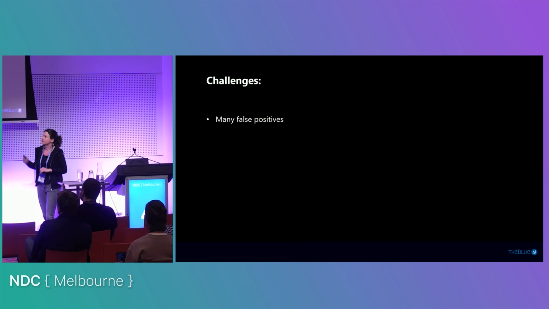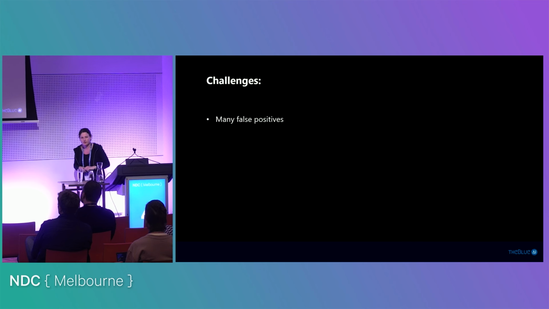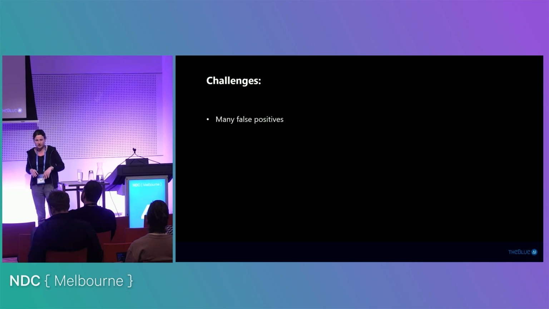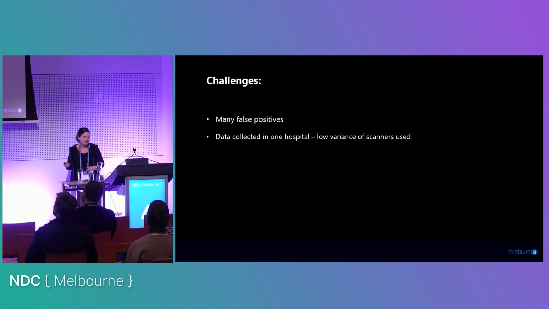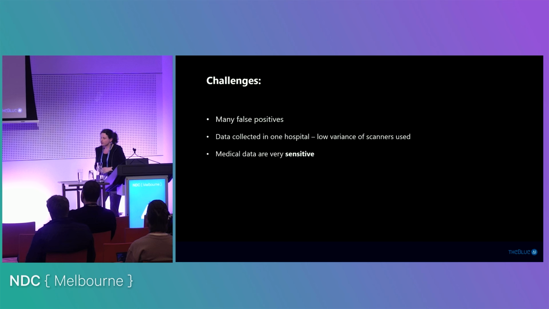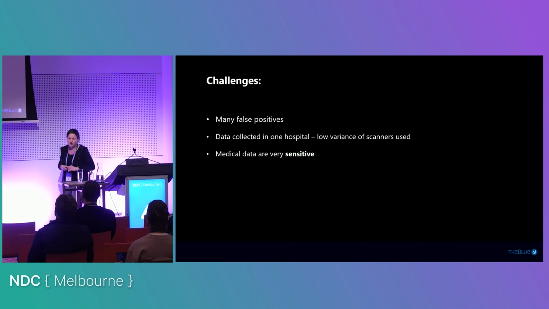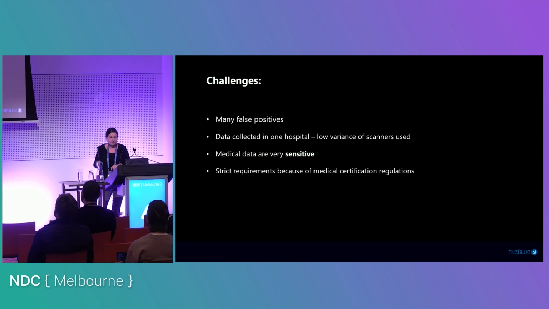So let's sum up the first part with the challenges that we were having. So we are having quite many false positives, which is making it maybe useful for the epileptologists because they already see the areas that could help them, but not really for any other doctors. We collected all of the data in just one hospital, which is the epilepsy center, meaning that there is quite low variance of the data. So if we went to any other hospital and used this model, it might not work that well because this data can be a bit different. Quite obvious, but very important for the second part of the presentation, we are working here with medical data, meaning that they are very sensitive and there are really strict requirements regarding the medical certification regulations.